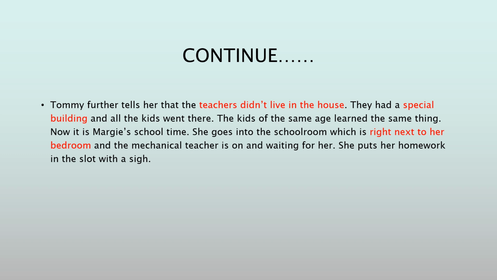Here we can see the comparison between the future school and the present school. In the future school they used to have a schoolroom right next to their bedroom with a mechanical teacher, which is a black, ugly, large, big screen where they have to write their homework in punch code and insert it through the slot. Whereas Tommy also says that in the old kind of school they used to have a human teacher, and there was a separate building known as school, where all the kids had to go to study. So here you can see the comparison between the present school and the future school.